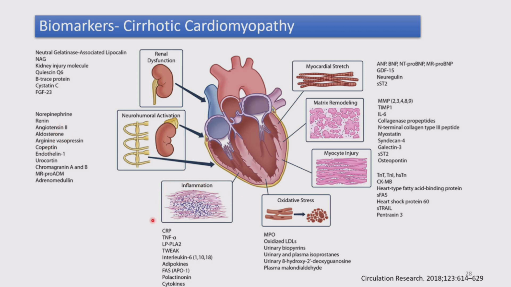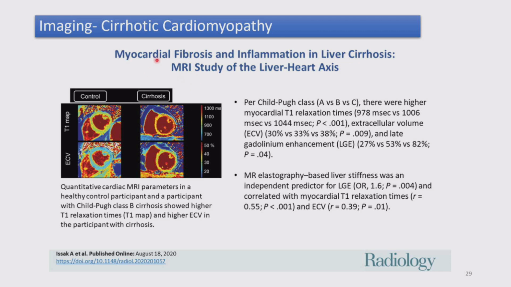The biomarkers for CCM would therefore include those for renal dysfunction such as NGAL, neurohormonal activation such as aldosterone, angiotensin. We can look for inflammatory markers as well as those for oxidative stress or CKMB or troponin I, which would be released due to cardiac myocyte damage.